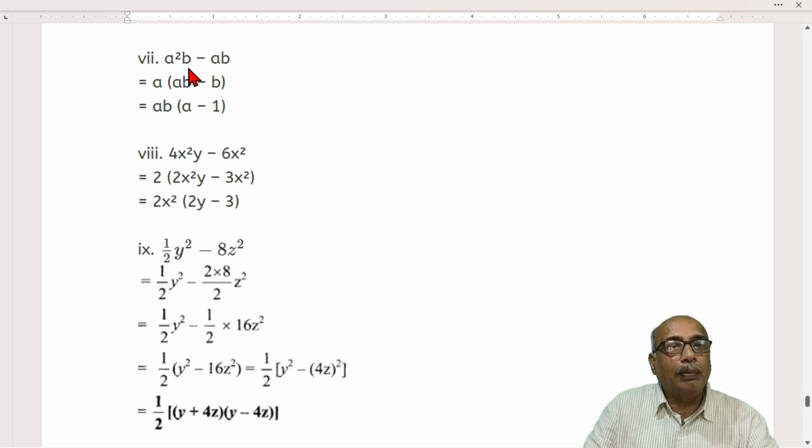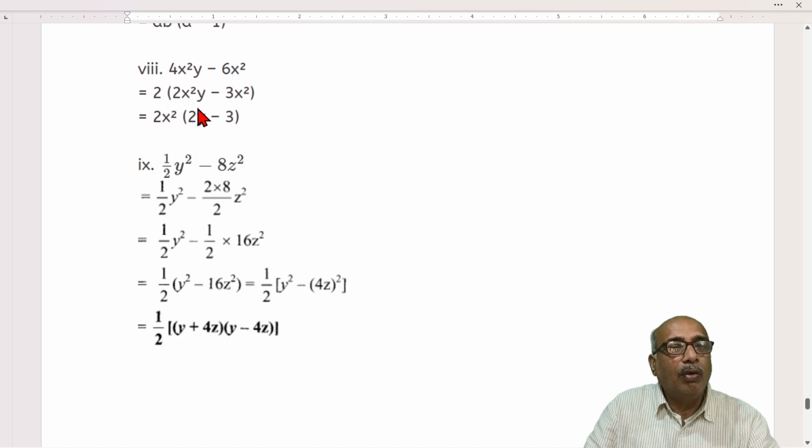a square b minus ab. Here you see what we can do. In one step, I can take a common. So the square term a is coming out, what is left is ab, and a is taken out, so what is left is only b. In the second step, b is taken common from these two terms. So ab is outside the bracket as common and a minus 1 is left. a minus 1. Don't say 0. Here it will be 1. You can take the ab term also common.